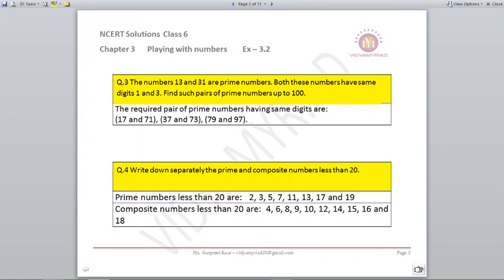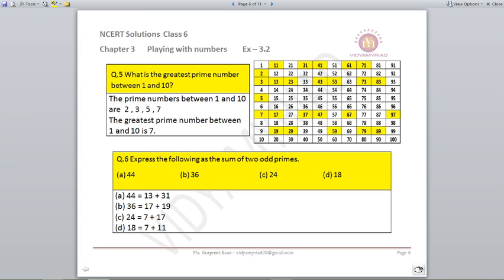Question number 3. The numbers 13 and 31 are prime numbers. Both these numbers have the same digits, 1 and 3. Find each pair of prime numbers up to 100. Now for this we need to know the prime number table or prime number chart. See, there is a table here. All the yellow boxes in this table are prime numbers.